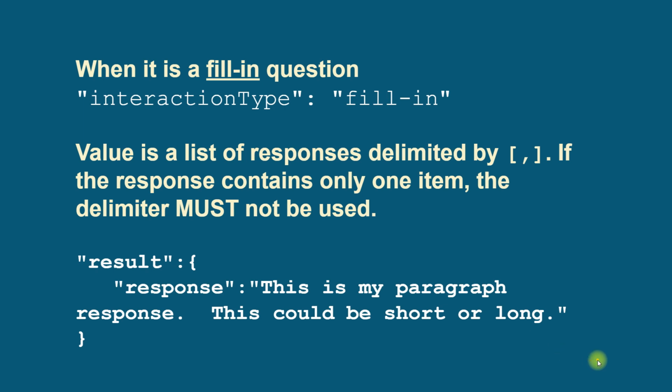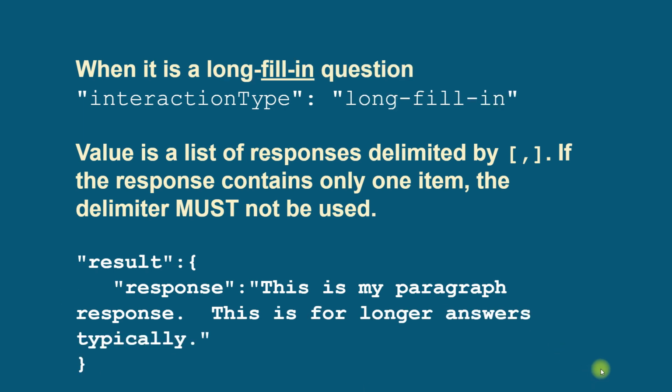Right along with that, let's look at long fill-in, and you'll see this is very, very similar. We've got interaction type set to long fill-in, and here we've got a text response. I did leave out that you could have multiple responses delimited by the delimiter character. You don't see that so often. Usually you just see a big string response. But anyway, you'll notice that the long fill-in type is very similar to the fill-in type. And here I've just made some longer text.